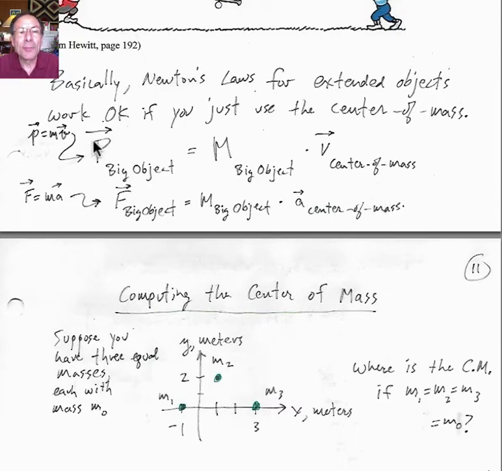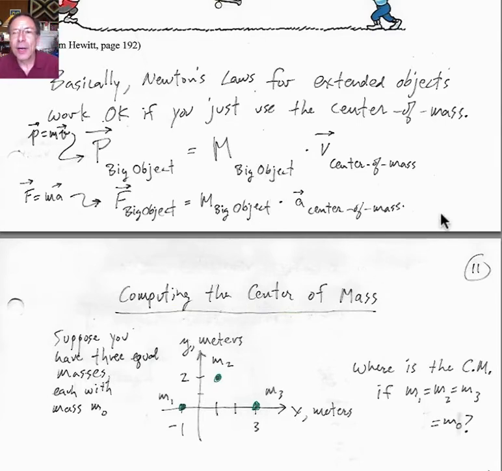The momentum vector of the big object is going to be the mass of the big object times the velocity of the center of mass. Okay, so you see there's a lot of simplification that can happen. It turns a complicated problem into a much easier problem.